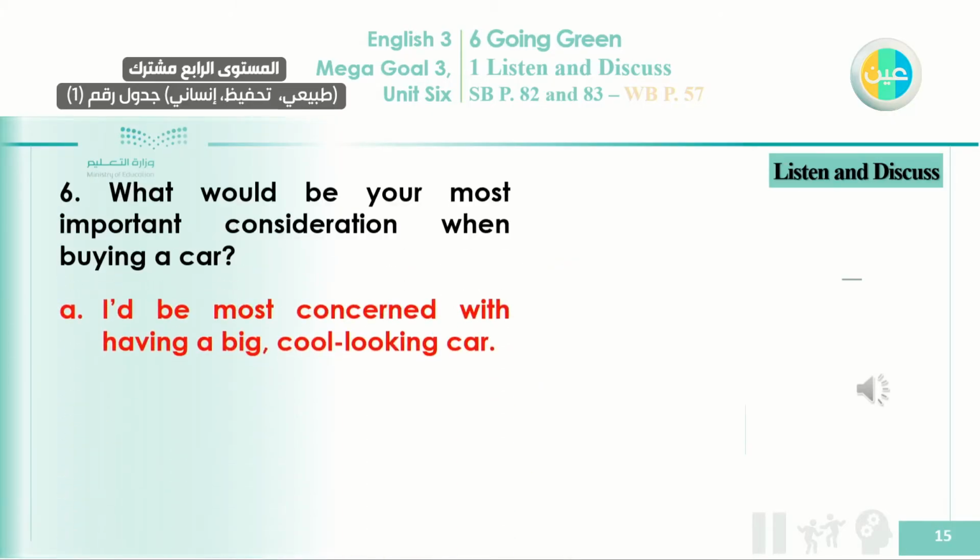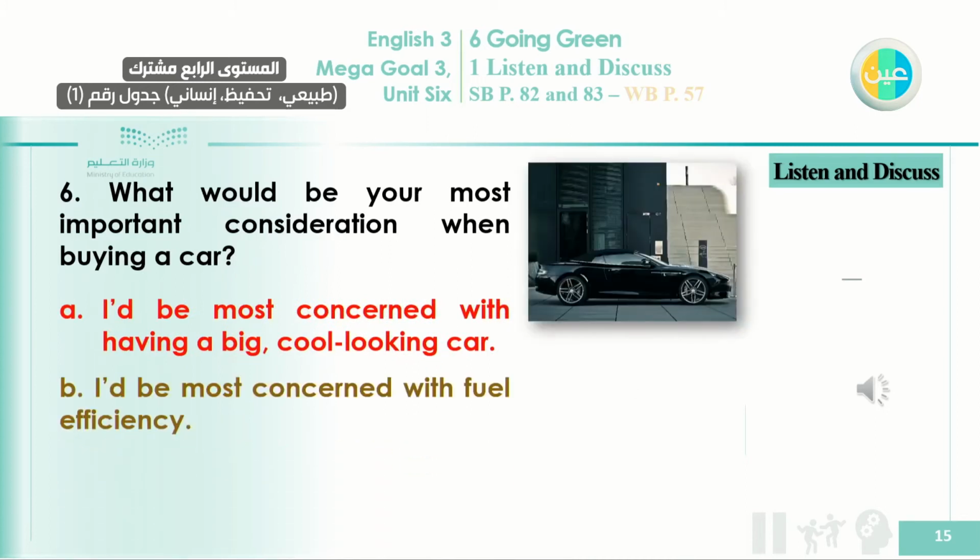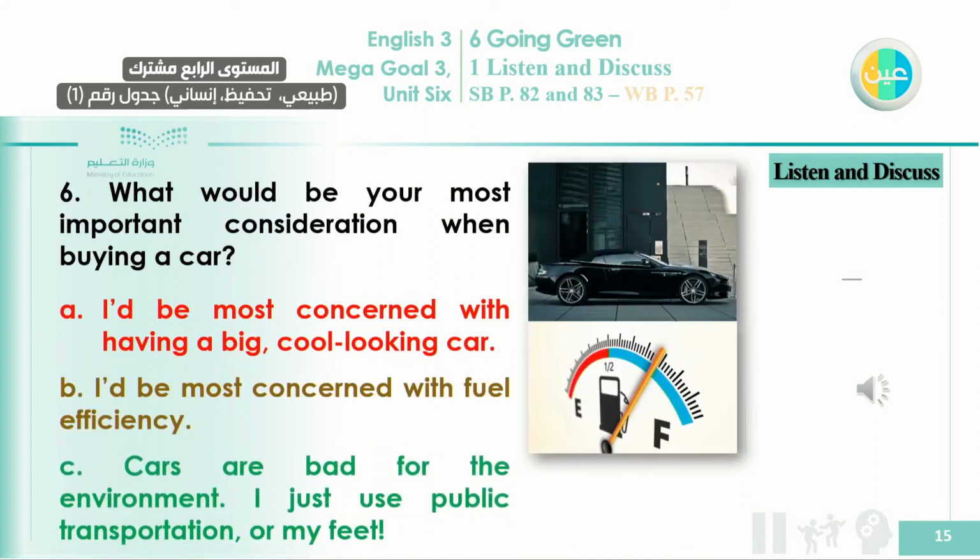6. What would be your most important consideration when buying a car? A. I would be most concerned with having a big, cool-looking car. B. I'd be most concerned with fuel efficiency. C. Cars are bad for the environment. I just use public transportation or my feet.